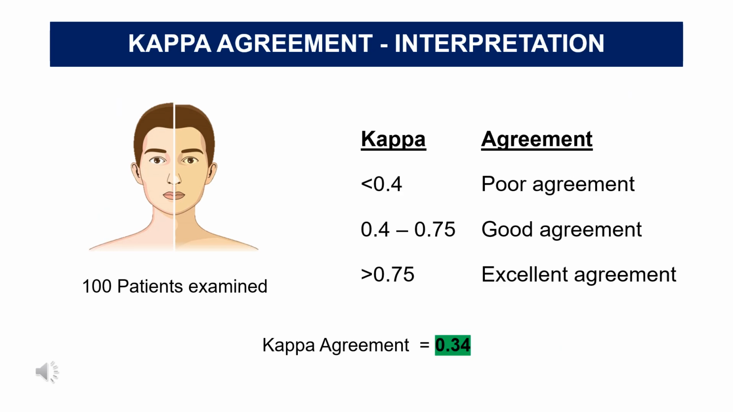According to a commonly used scale, this would mean that the two doctors have a poor agreement on which patients are clinically jaundiced and which ones are not. Note that a Kappa value of 0 or less means no agreement at all, while a value of 1 means perfect agreement.